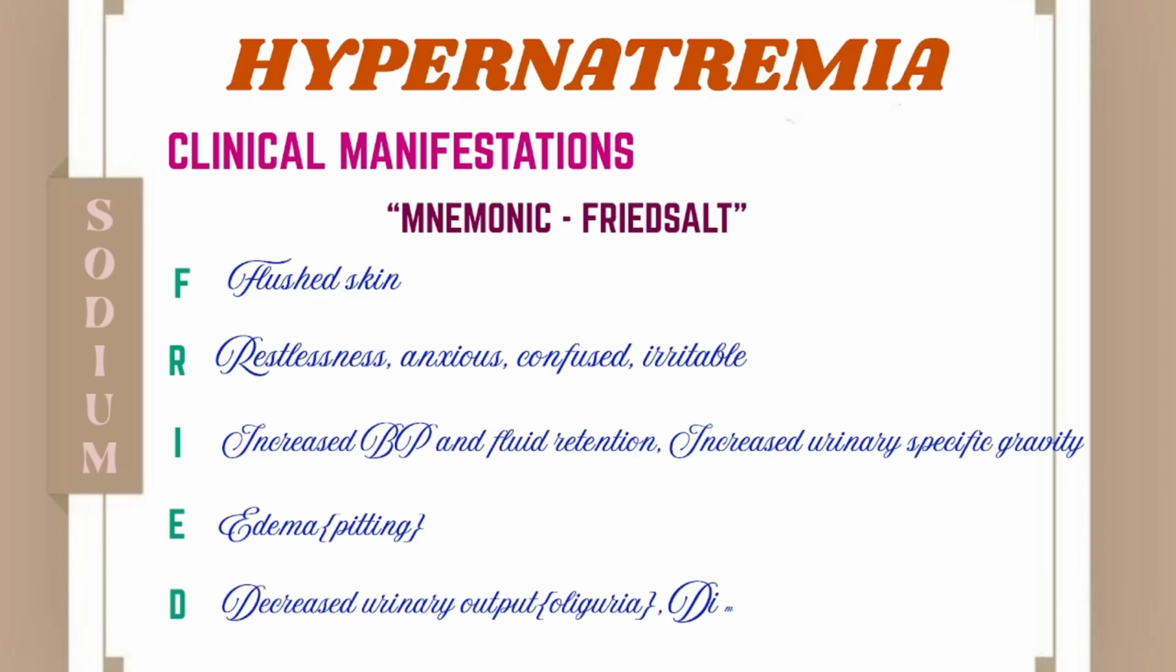D stands for decreased urinary output, that is oliguria, or diminished deep tendon reflexes. Here we can relate increased urinary specific gravity with decreased urinary output, because the kidneys will conserve water since there is more sodium in the body, so that water and sodium balance can be maintained. Because of this there is decreased urinary output, known as oliguria. And if there is decreased urinary output, the urine will be concentrated, due to which there is increased urinary specific gravity. These will be the symptoms of hypernatremia. We have to correlate between the symptoms.